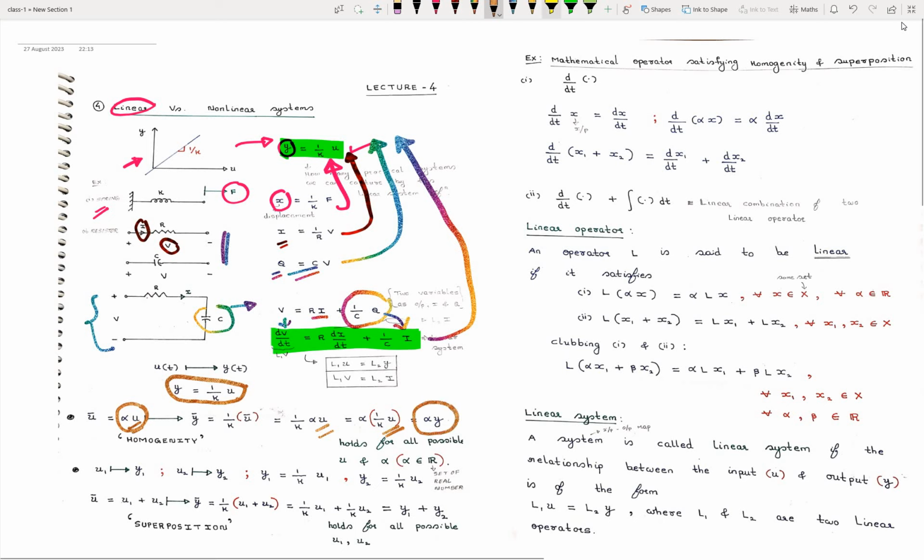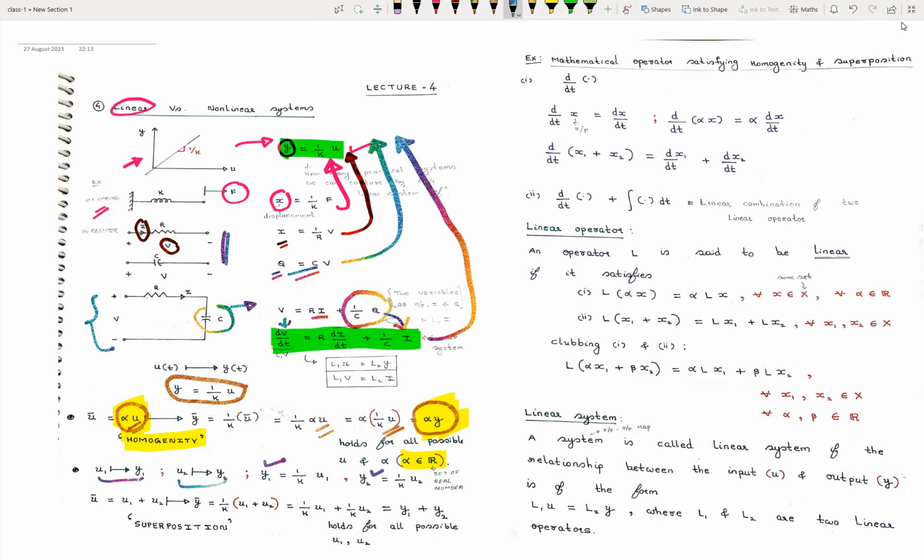Observe here, when we scale the input, the output is also getting scaled, alpha times y, where alpha belongs to the real numbers. This is known as homogeneity, or scaling. In a similar way, consider two different inputs, u1 and u2. For u1, this is the output y1. For u2, this is the output y2.